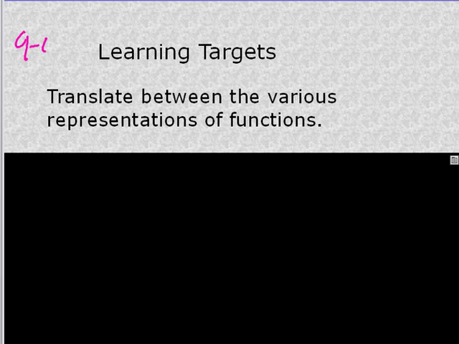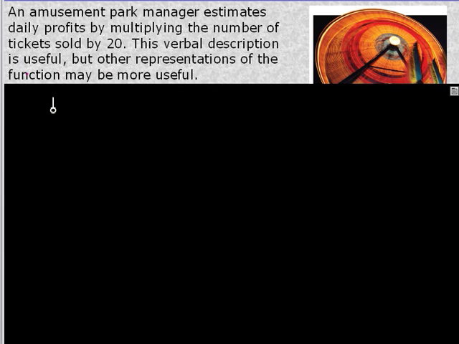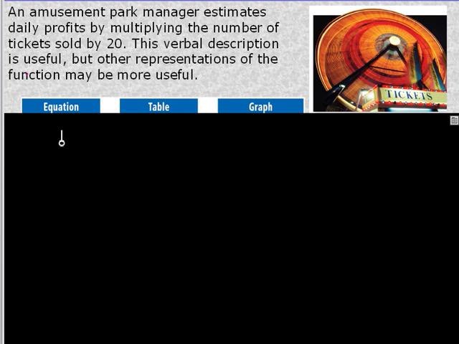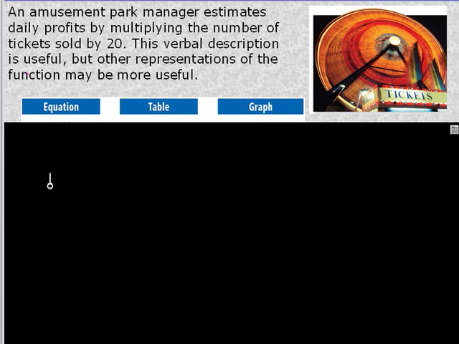All right, we are starting chapter 9 with 9-1, and we're going to translate between various representations of functions. So here's a description of a situation. An amusement park manager estimates daily profits by multiplying the number of tickets sold by 20. This verbal description is useful, but other representations may be more useful. Depending on what the manager needs to do, there are other representations that may help him serve his purpose better. So possible examples are equations, tables, and graphs.